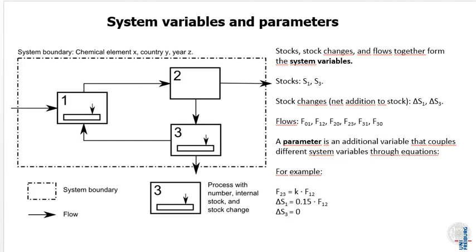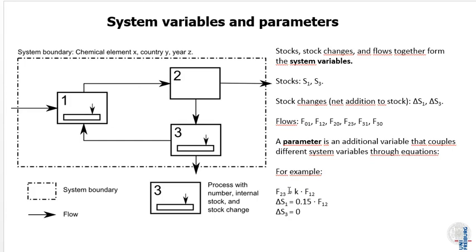Next to having the stocks and flows in our system, we also need parameters. Parameters are variables and numbers that connect different system variables to each other. There are a few examples given. One example is the so-called transfer coefficient. A transfer coefficient is a number that tells you how big one flow is in terms of another flow, like a ratio. For example, in the one equation here, we say that F23 is k times F12. So the flow from process 2 to process 3 is a certain fraction k of the flow F12.